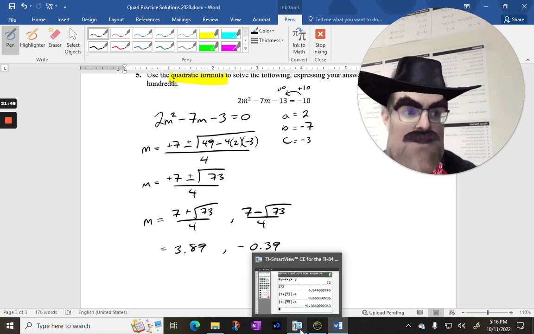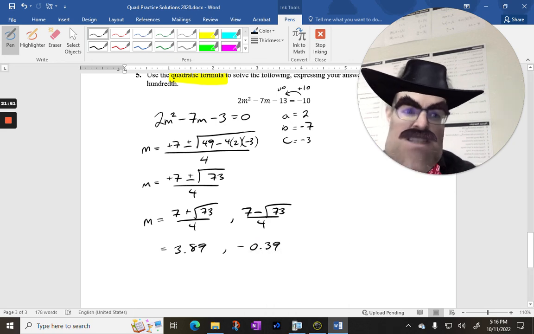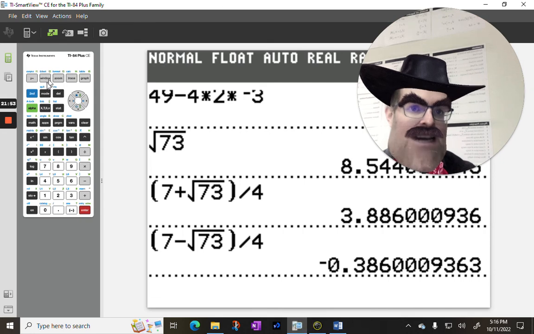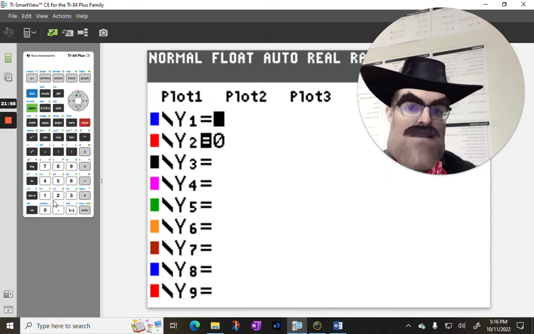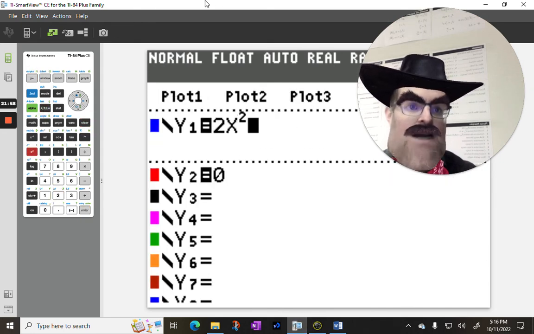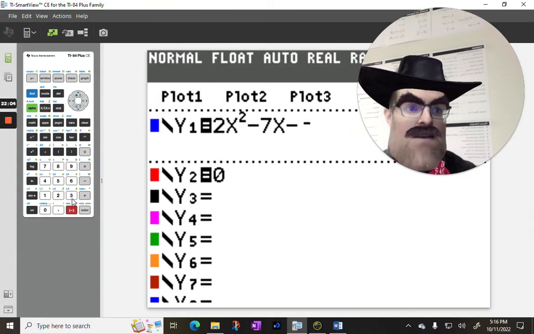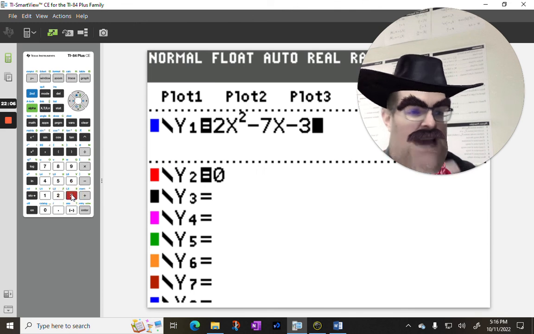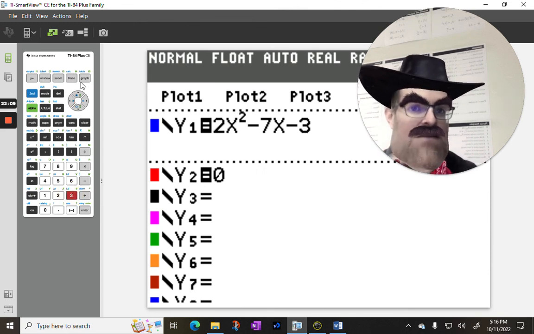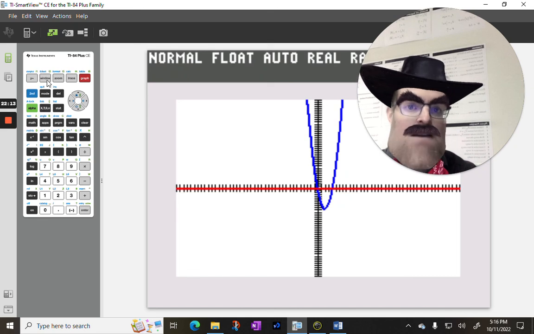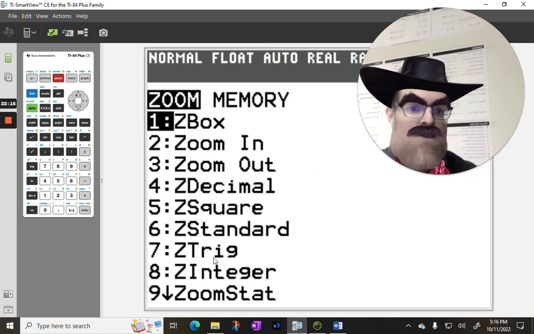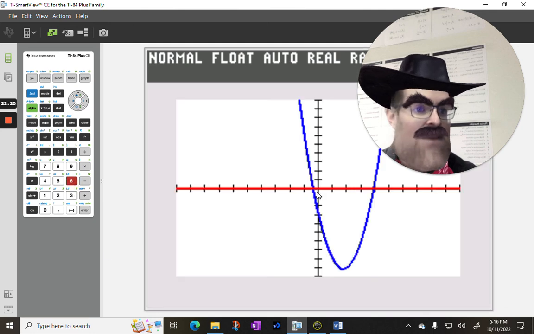So what I'm going to do is verify whether these look like they could be proper answers. I'm going to graph this. So 2x squared minus 7x. This is me verifying. You don't have to do verification algebraically. You don't have to put the numbers in. If you can verify it some other way, then go ahead. So I graph it. Let me zoom back in. Zoom number 6 here is the standard, so I'll hit 6.